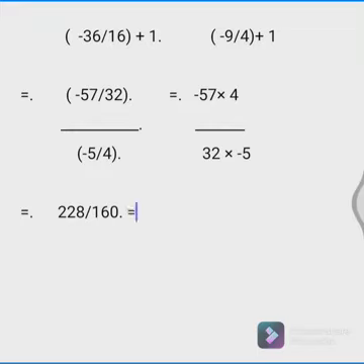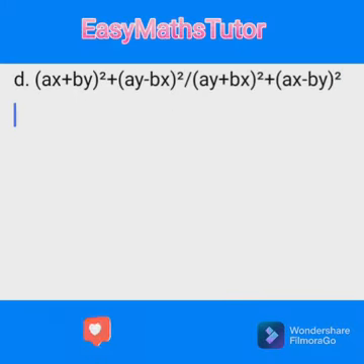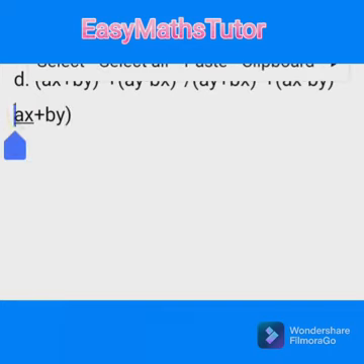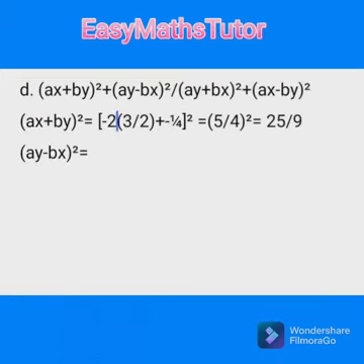So at this point, we're going to reduce the numerator and the denominator. So we divide through by 4. And this will give us 57 over 40. Now for our D problem, we're going to substitute the values of A, X, B, and Y. So we'll take it step by step.